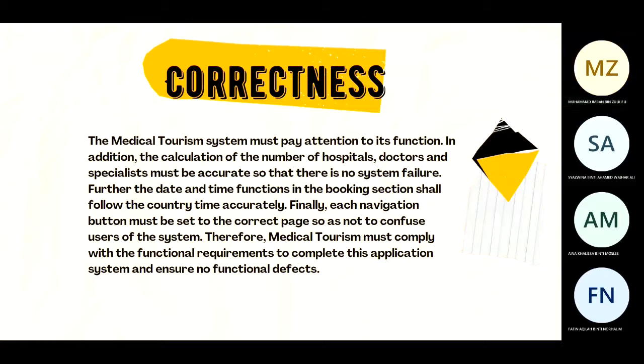The last of our design qualities is correctness. The medical tourism system must pay attention to its function. In addition, the calculation of the number of hospitals, doctors, and specialists must be accurate so that there is no system failure. Further, the date and time function in the booking section shall follow the country time accurately. Finally, each navigation button must be set to the correct page so as not to confuse users of the system. Therefore, medical tourism must comply with the functional requirements to complete this application system and ensure no functional defect.